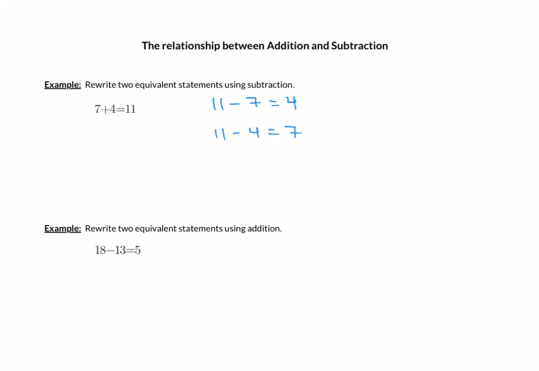We can do the same thing going the other way. If we look at the second example, we want to rewrite two equivalent statements using addition. So I can go ahead and say 13 plus 5 equals 18. Or, remember that addition is commutative, I can also write this as 5 plus 13 equals 18.